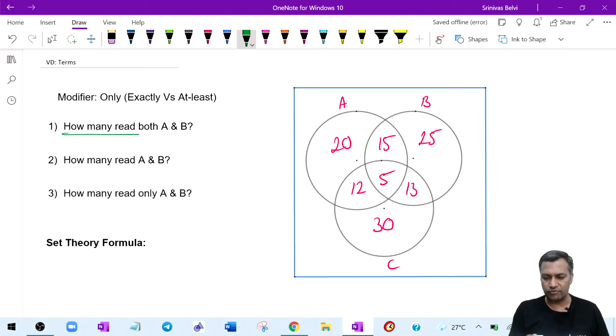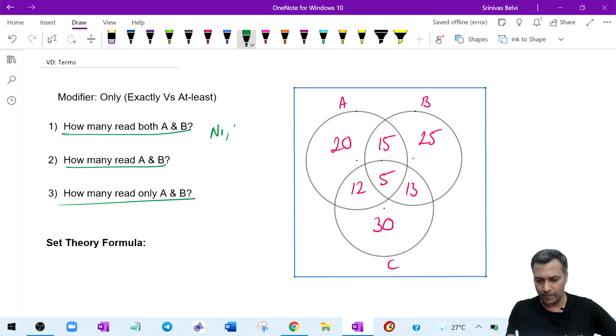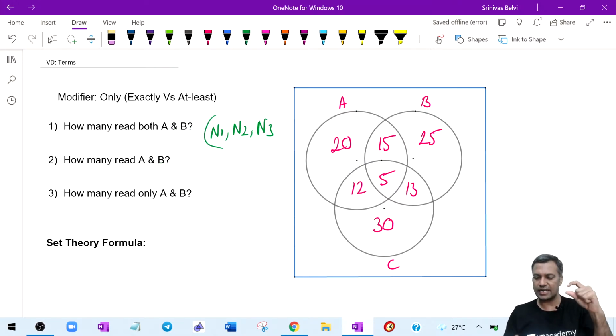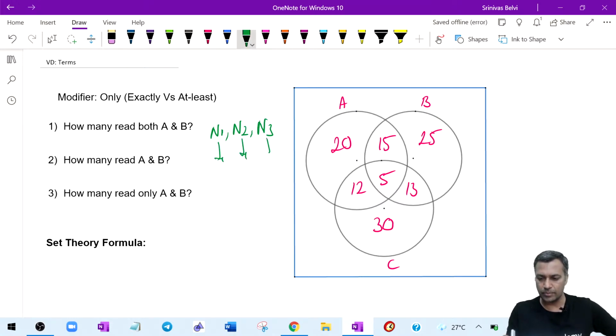Quickly give me the answers to the first, second, and third questions. Write 3 numbers: number 1, comma, number 2, comma, number 3. Three questions: how many read both magazines A and B? How many read magazines A and B? How many read only magazines A and B? Put 3 numbers with commas. First number is the answer to the first question, second number the answer to the second question, third number the answer to the third question. Bracket not required.